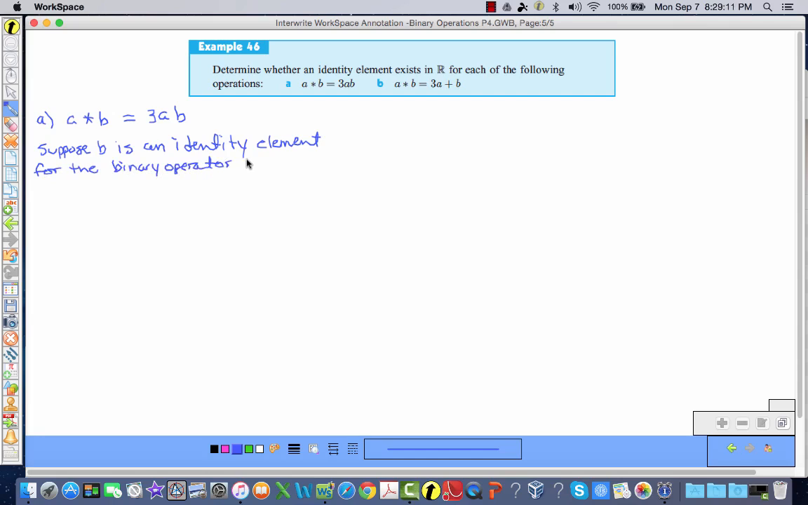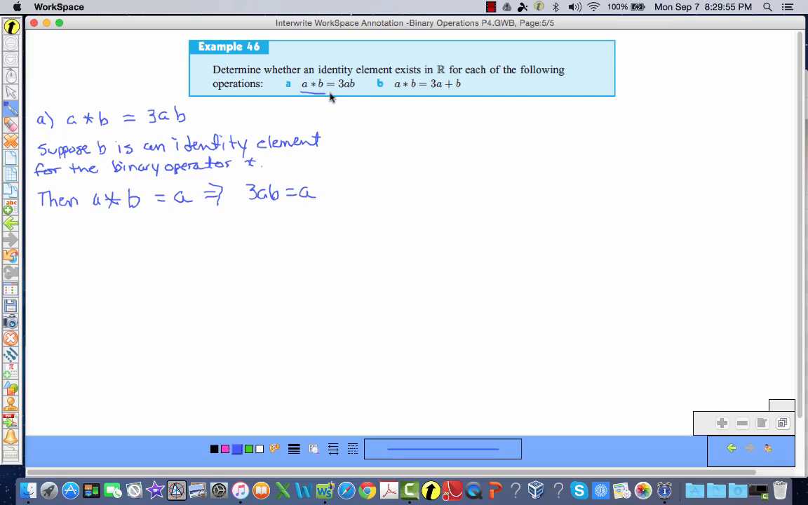Okay. Well, why didn't you pick A? Well, I could have picked A. It's the same thing because it's a generality here. It doesn't matter if I picked A or B, but generally we're always going to pick B just because of our traditional identity definitions. Well, if this is true, then if I perform the binary operation star, if I do A star B, then I have to retain A. In other words, A does not change its identity. Okay. Well, if A star B is equal to A, that implies that 3AB is equal to A.